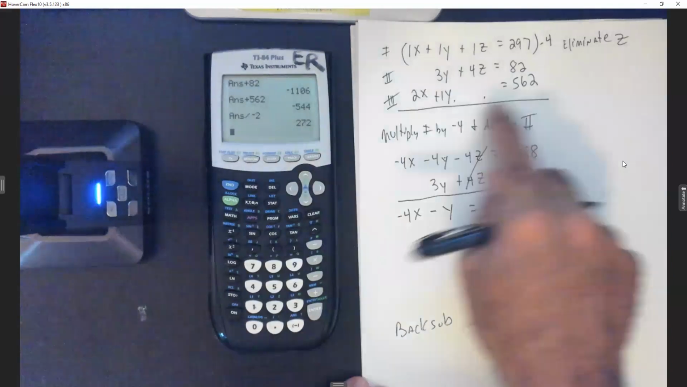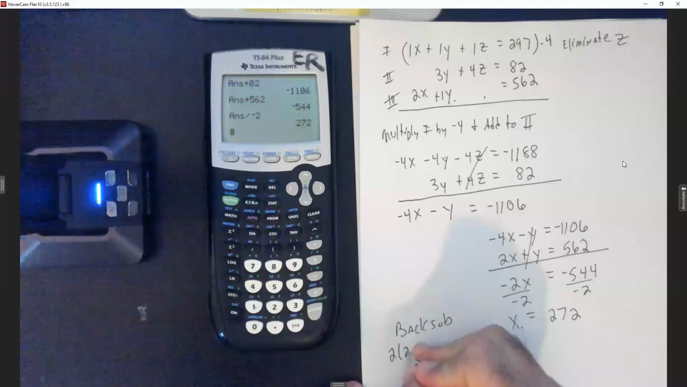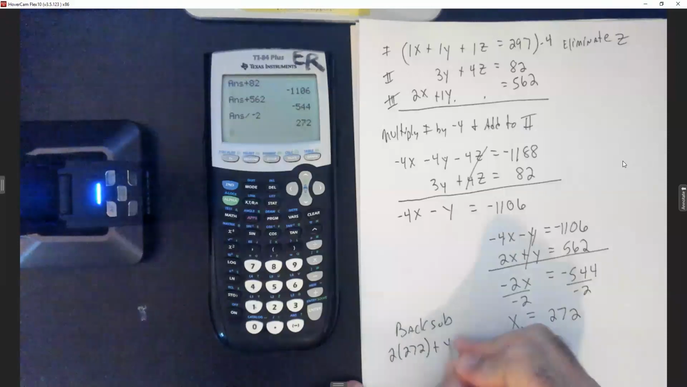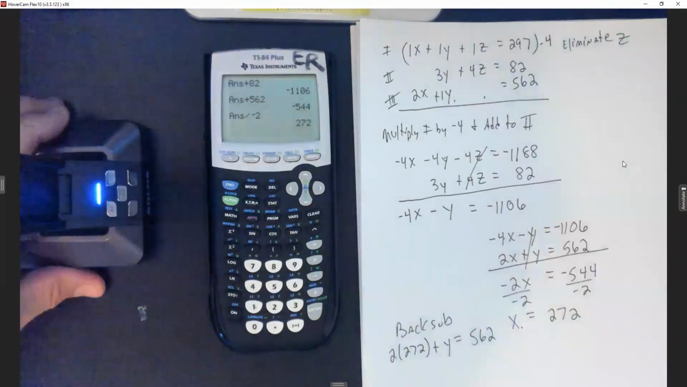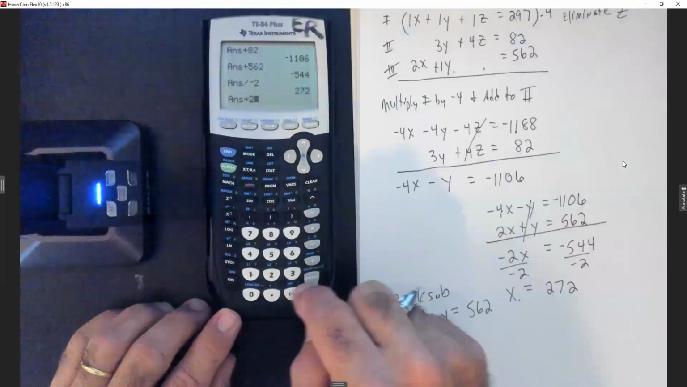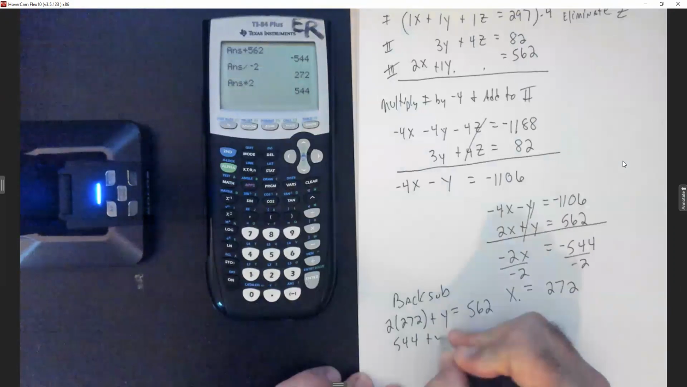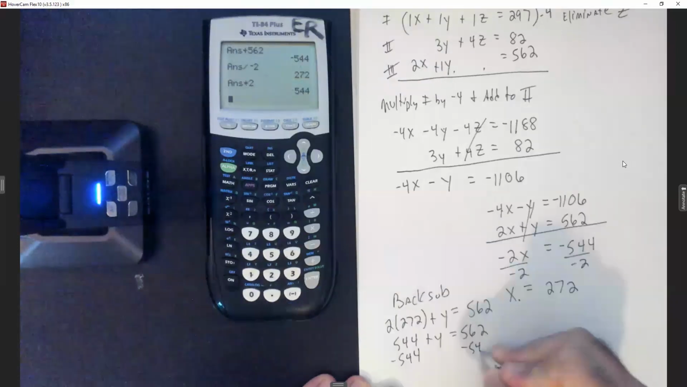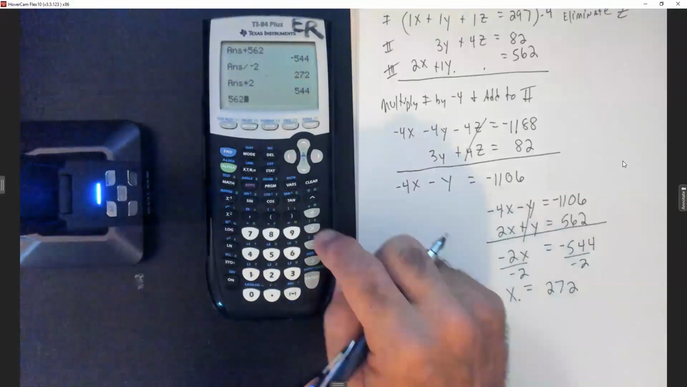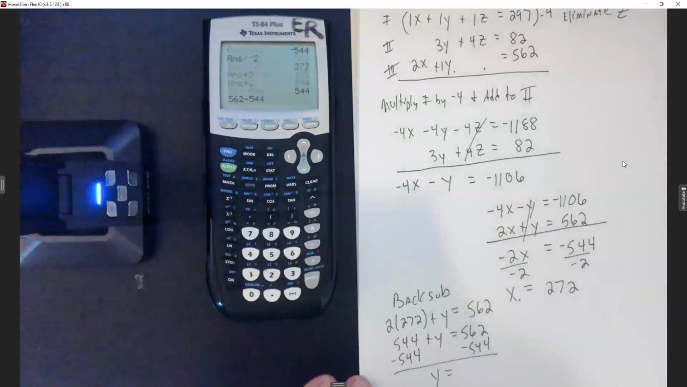So I'm going to use the third one. 2 times my x, which is 272, plus a y has to equal 562. All right, y'all, so let's see. What's 2 times 272? Gives you 544. Plus y equals 562. And in the last step, subtract that 544. So that y equals 562 minus 544. It's going to give me 18, and I think that's what we had a while ago.